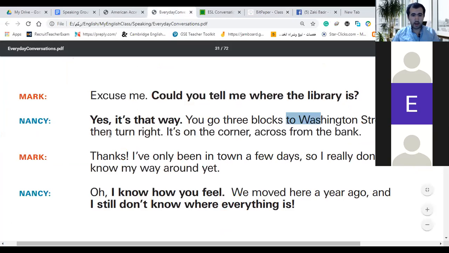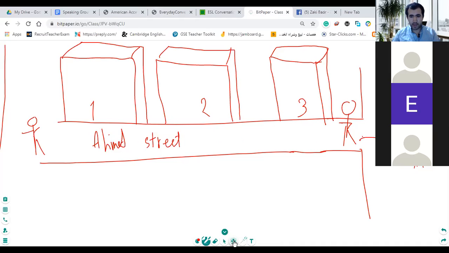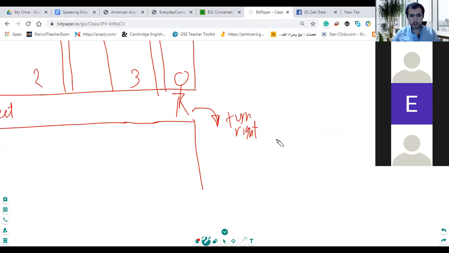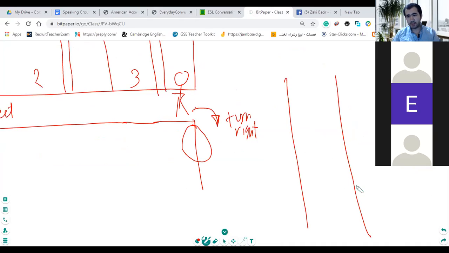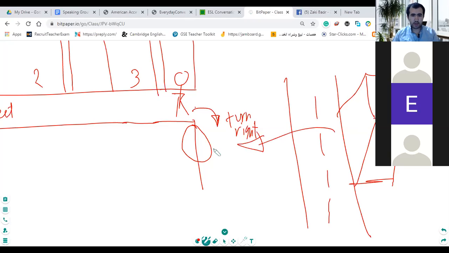Then it's on the corner across from the bank. Where is the bank? The corner. Let's say this is the corner here. And if this is another street and this is the bank, let's say it's here. This is the bank. This is another street. So across from the bank. So when you cross the street, you can see it here.